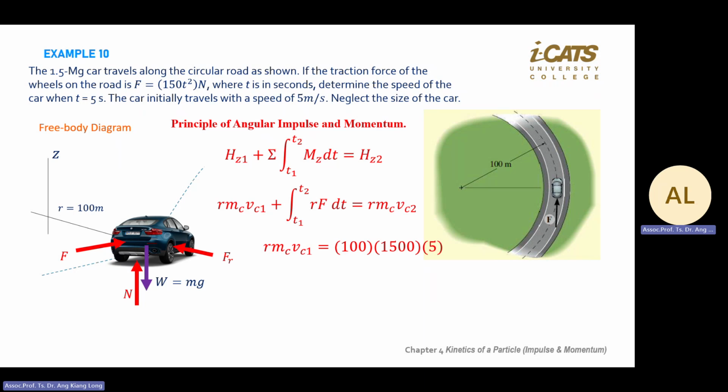If you integrate this, you get T cubed divided by 3, so it's 50 T cubed. You substitute 5 seconds there and you get a constant value. So here's one constant value, one constant value, one constant value, and you only have V2 left. You move the RMC to the left-hand side and you get V2. The rest is just mathematics. What's important is that you know how to convert the general equation to the question scenario. The rest is substitution.